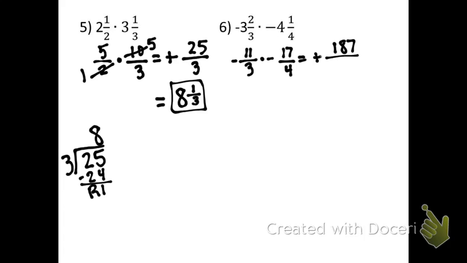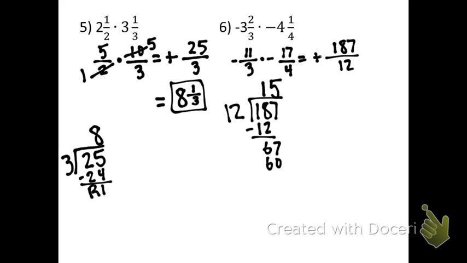Okay, denominator, 3 times 4 is 12. Now we don't like this again, so we have to do a side problem. 187 divided by 12. 12 goes into 18 one time. Subtract, you get 6. Bring down the 7. It goes in 5 times. 5 times 12 is 60. Subtract, you get 7 again. That's your remainder.